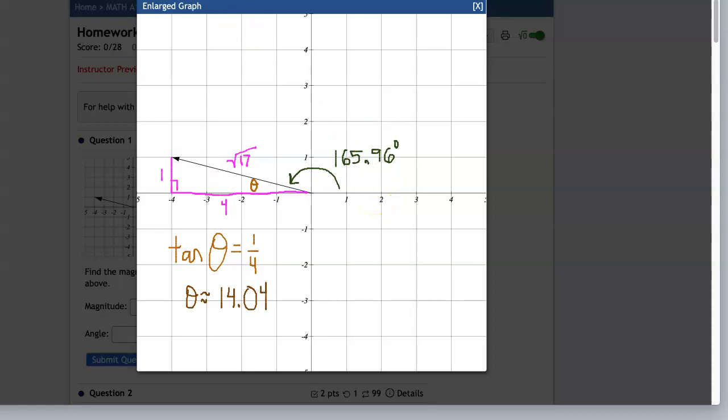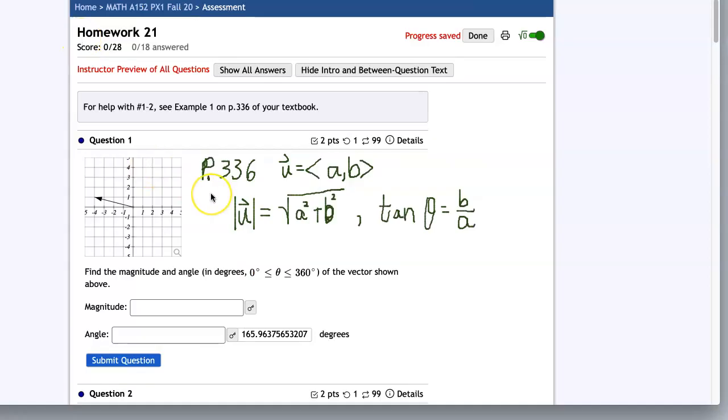Now there is another way of doing this problem that some people find a little faster. It's a little more dependent on a formula and less dependent on your intuition from geometry. I'm more of an intuition person, so I like to just go back to what I know from geometry. But if you like to have a formula instead, then on page 336 of your textbook, you will find in a green box the magnitude and the direction angle of a vector a comma b.